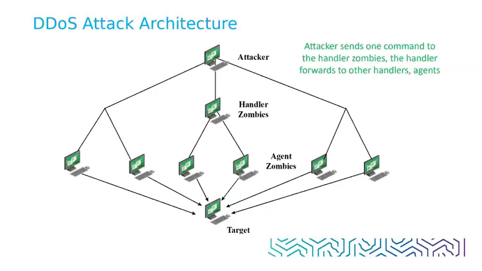So a botnet control hierarchy is a layered command and control structure in which the attacker controls a small number of handler systems, and each handler will control many compromised computers. They will be like agents and zombies. So instead of controlling every bot computer directly, the attacker only communicates with a few handlers. The handlers then distribute the commands to all the zombies under their control.